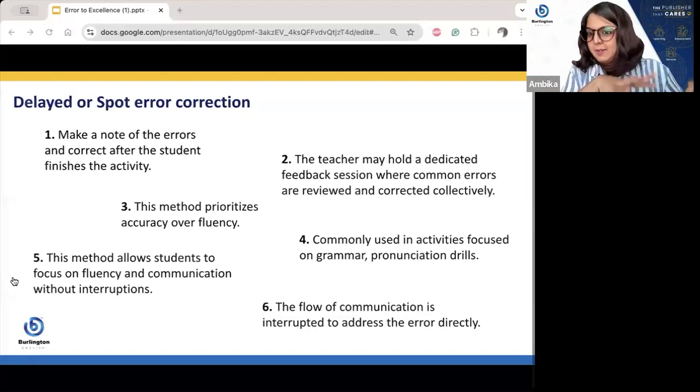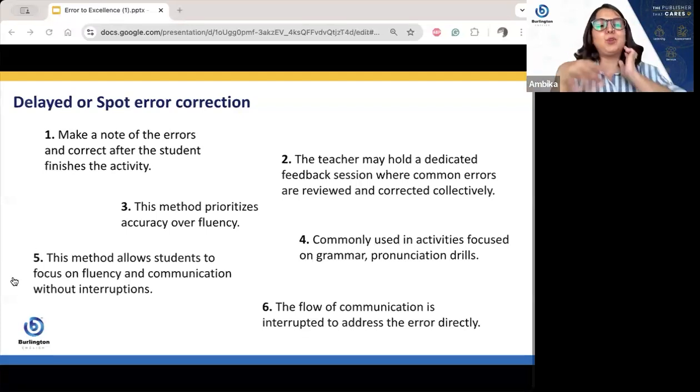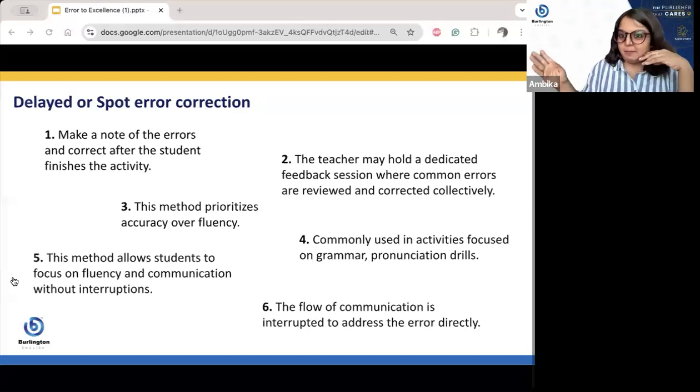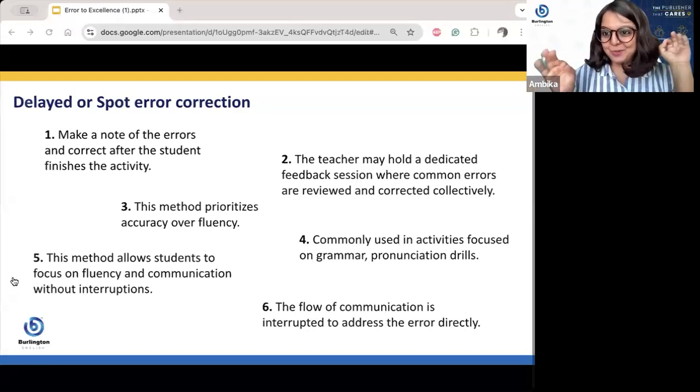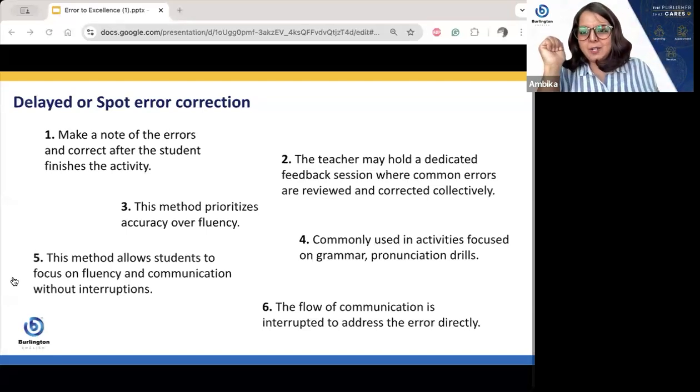So I have put down here six sentences, each of which is related to either delayed or spot correction. In this, for the first one alone, I'm going to give you a small heads up. Delayed correction basically means you do the correction much later. Spot is you immediately do. It's as simple as the word it is. The first one: you make a note of the error and correct after the student finishes the activity. Is that a D, which is delayed, or is that an S, which is spot? What do you think?